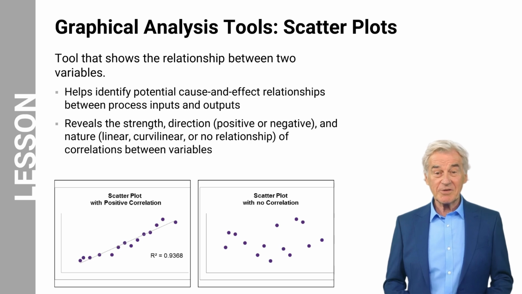correlations between variables. They can show whether a relationship is positive, that is, the variables increase together, or negative, meaning as one variable increases, the other decreases. They can also show whether it's linear, curvilinear, or if there's no discernible relationship at all between the variables. This visual insight allows analysts to quickly grasp complex data patterns, guiding further investigation and statistical analysis in process improvement efforts.